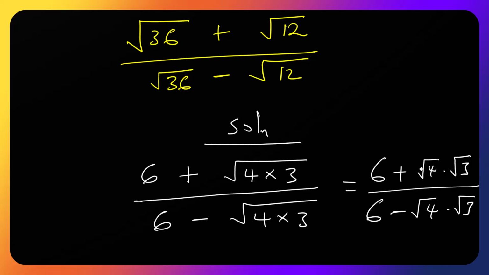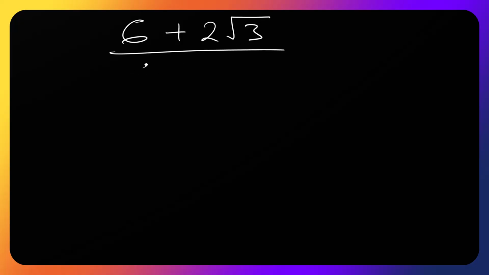This one is a perfect square, so it's the same as 6 plus 2 root 3. Then we have 6 minus 2 root 3. As simple as that.